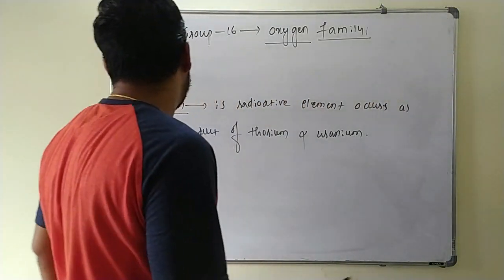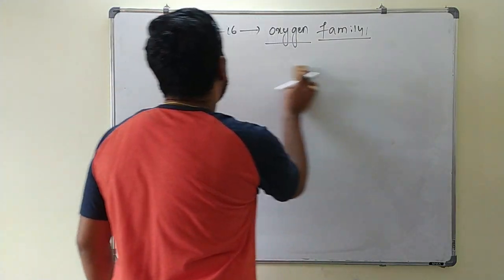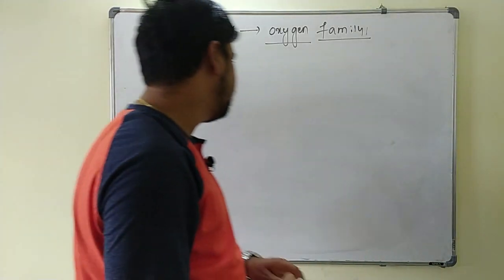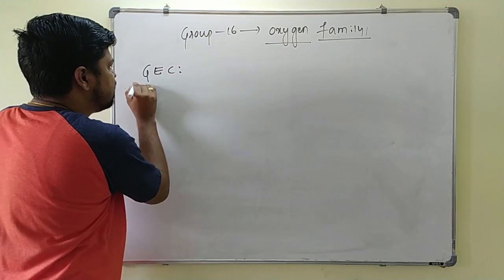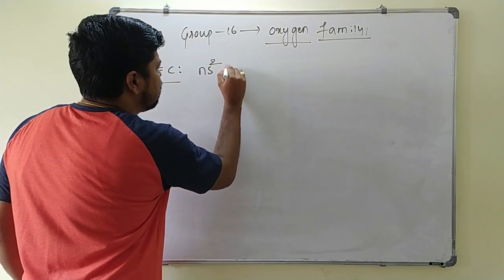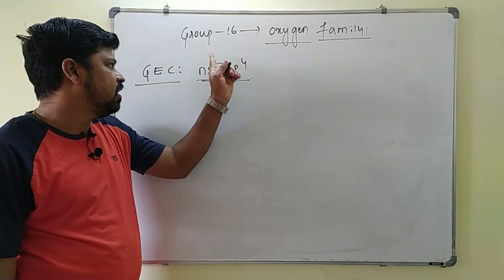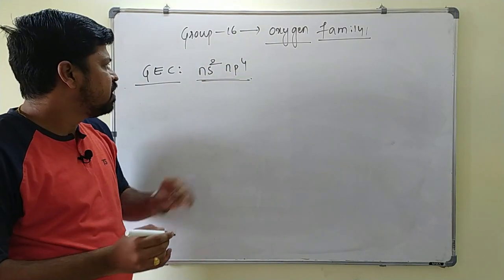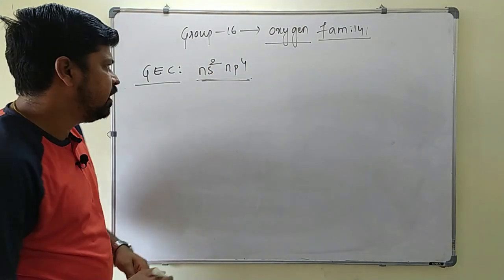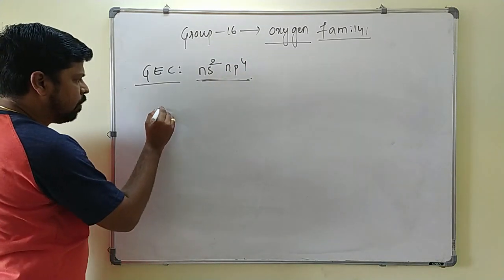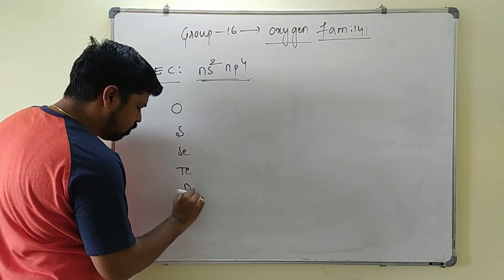Next thing we will write: what is the general electronic configuration for the group 16 elements? Already we have discussed it in the beginning. We will write general electronic configuration, GEC, that will be nothing but ns2 np4. They have 6 valence electrons, just 2 electrons less than the octet. To complete the octet, they are just 2 electrons short.